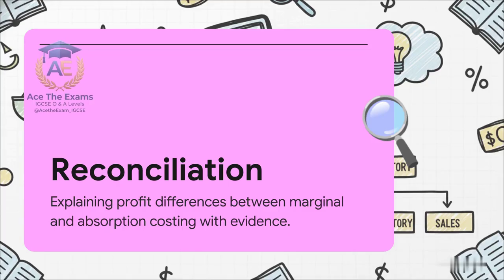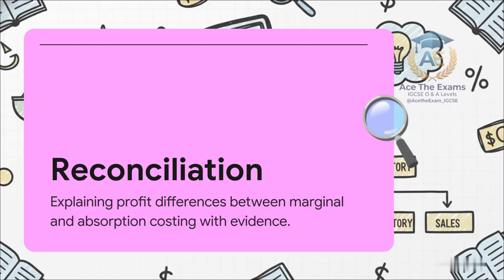Let me unpack the actual corporate mechanics here, just so we are all on the same page. Marginal costing treats fixed production overheads as a period cost, right? Meaning it writes them off immediately in the income statement. Boom, done. Absorption costing, however, treats those exact same fixed production overheads as a product cost. It absorbs them into the cost of each individual unit and actually carries them forward in the closing inventory.